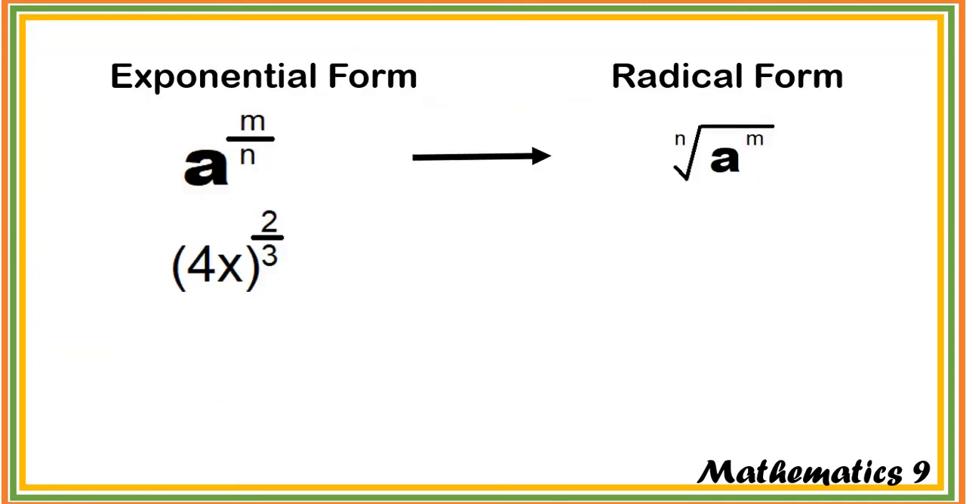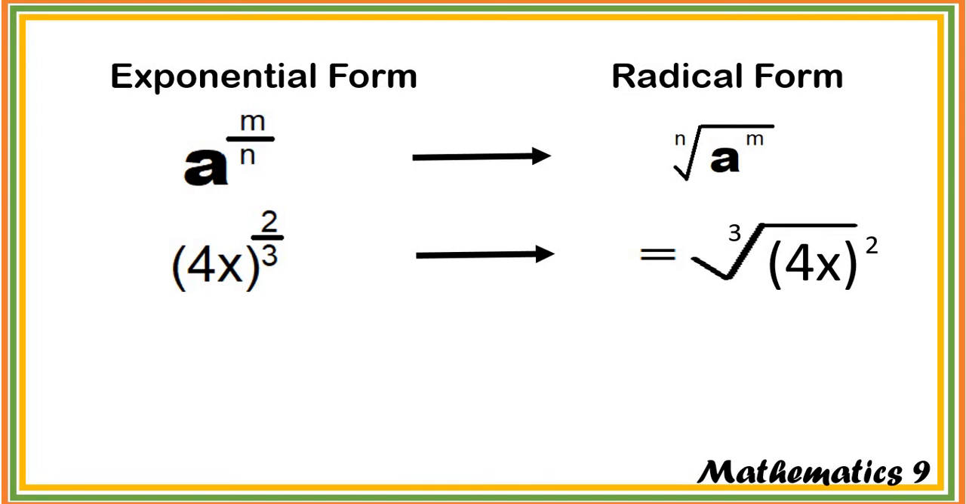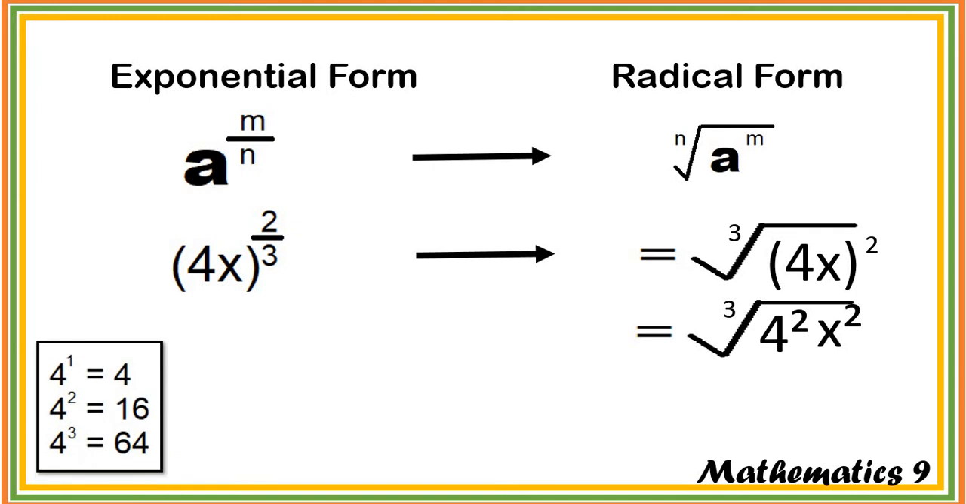Another example is the quantity 4x raised to 2 over 3. If you notice, we have here two bases, which is 4, the numerical, and x, which is the variable. So two bases, quantity 4x. Our m is 2 and our n is 3. So what are we going to do here since we have two bases? We will distribute the exponent, which is 2. So it will become 4 squared and x squared. And we will simplify it. Since 4 squared is equal to 16, we have cube root of 16x squared.